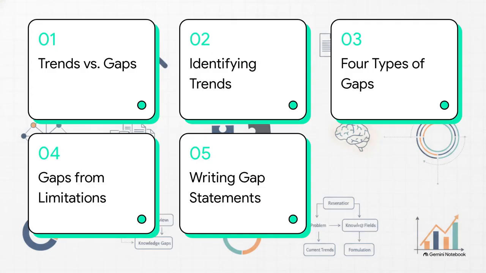Here's our roadmap for today. We'll cover trends versus research gaps, how to actually identify those trends, the 4 types of gaps, finding those gaps from limitations, and finally, writing that killer gap statement.